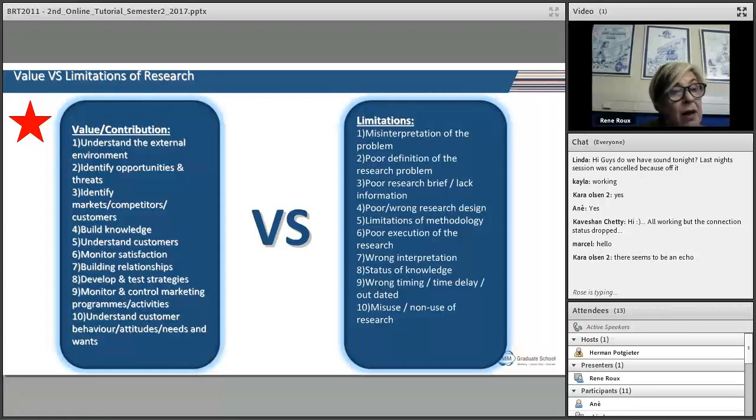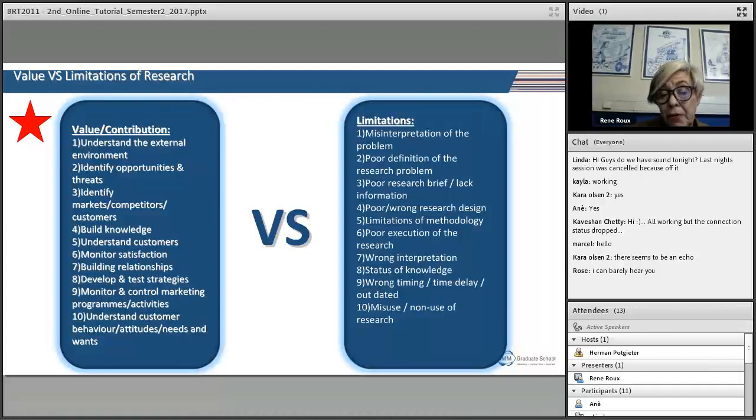Timing. If you do it at the wrong time, if you do it too late, if you want to maybe pre-test your ad campaign, but you leave it till too late and it's not worth it to make any changes, then there's no sense in doing it.